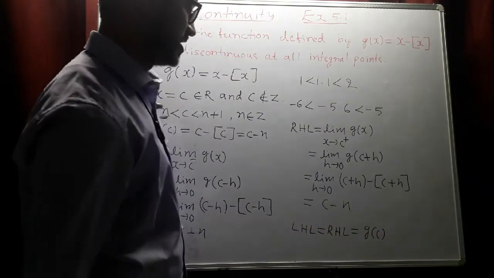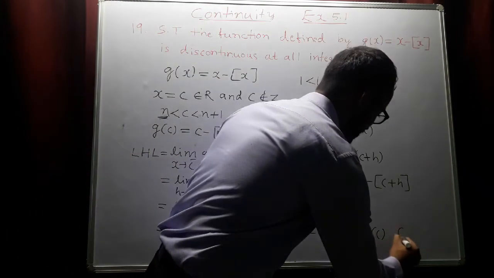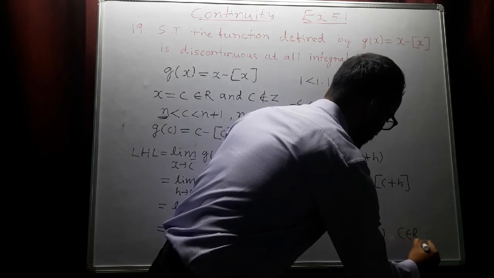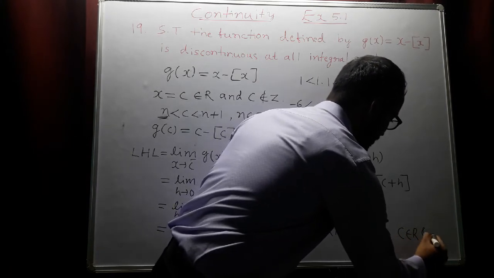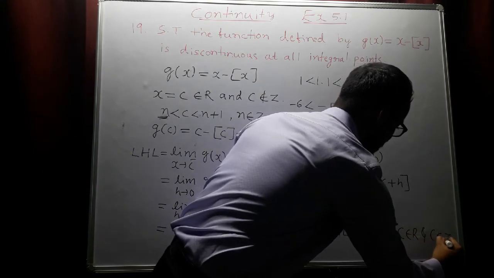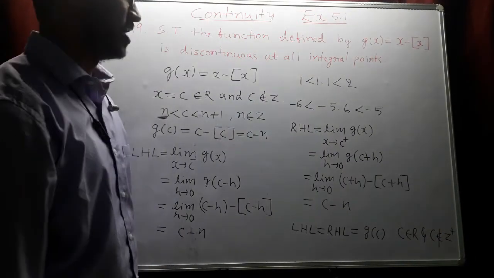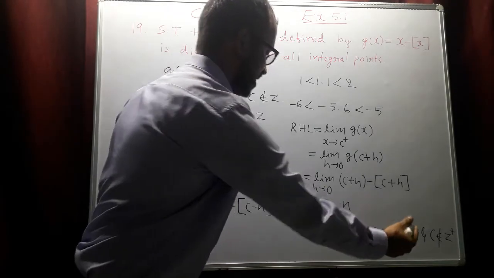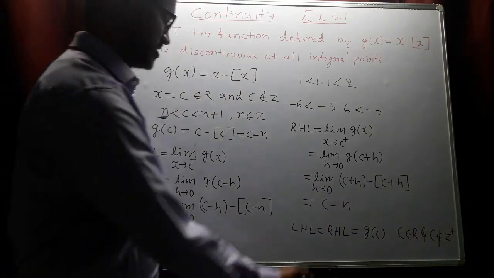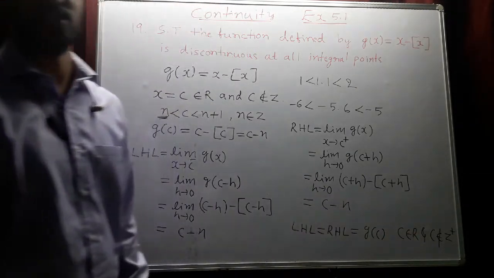So all these are equal when what? When c is a real number and c is not an integer. So except integers, we have to consider all real numbers. Then what happens? The function is continuous.